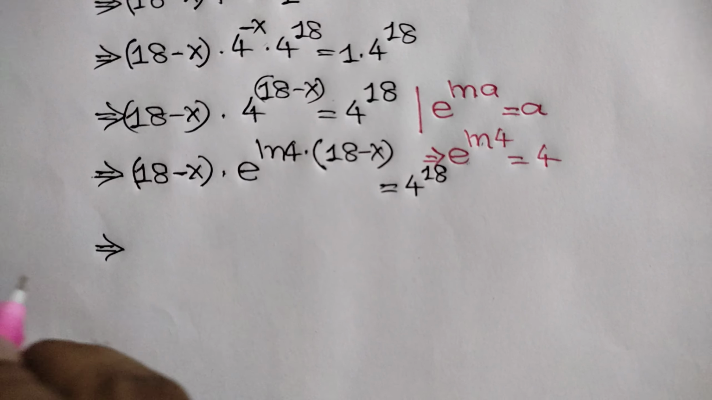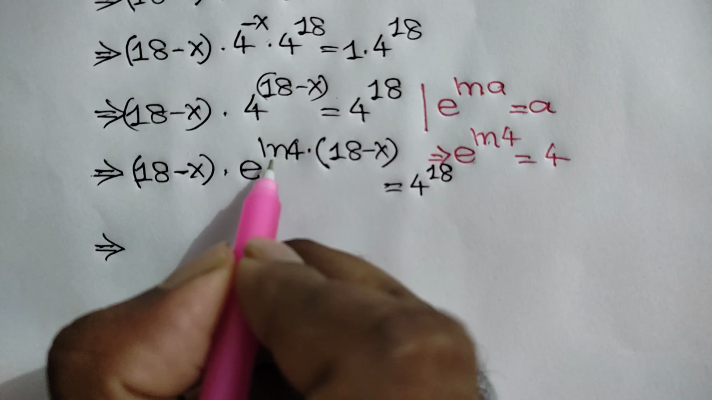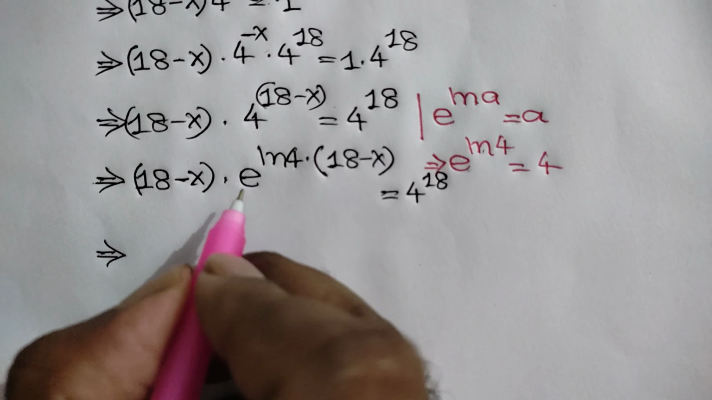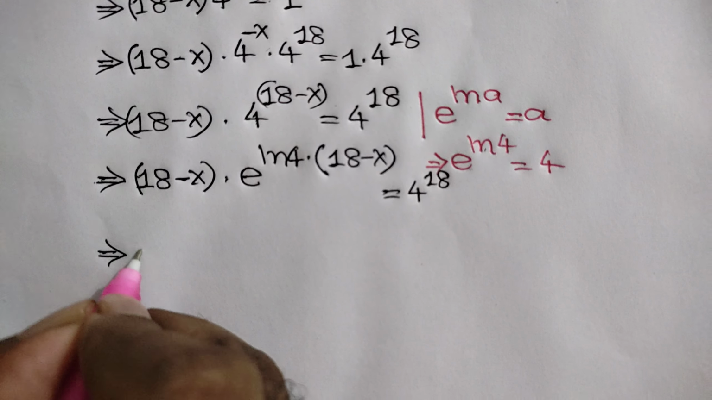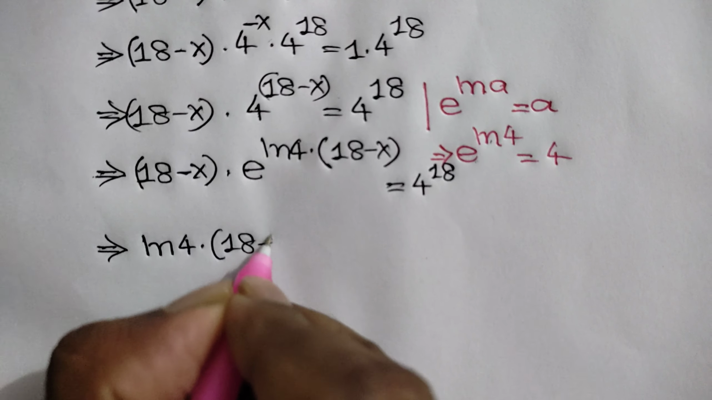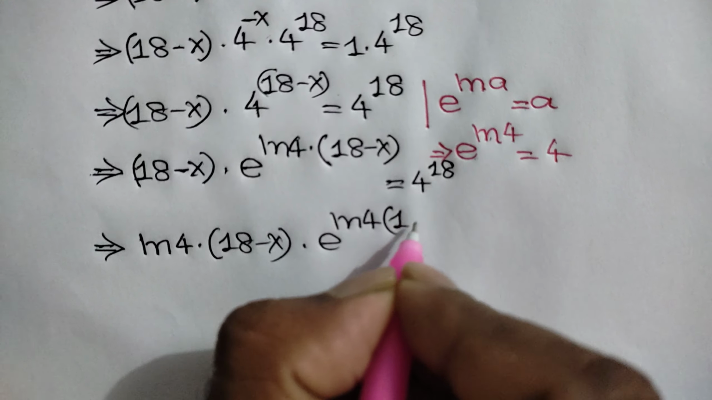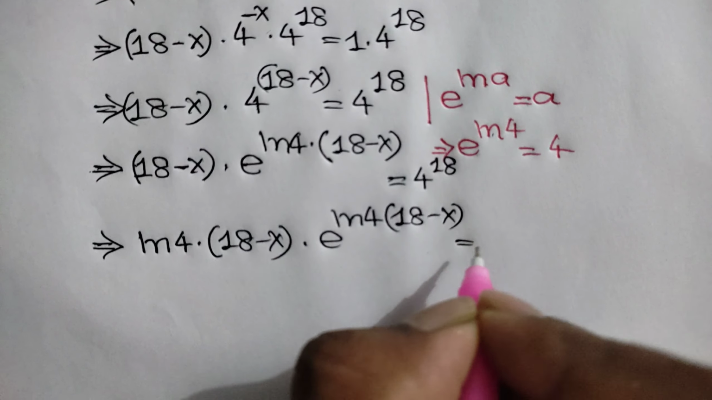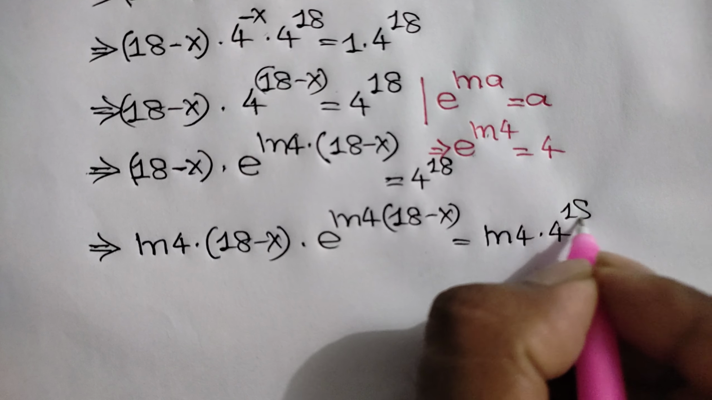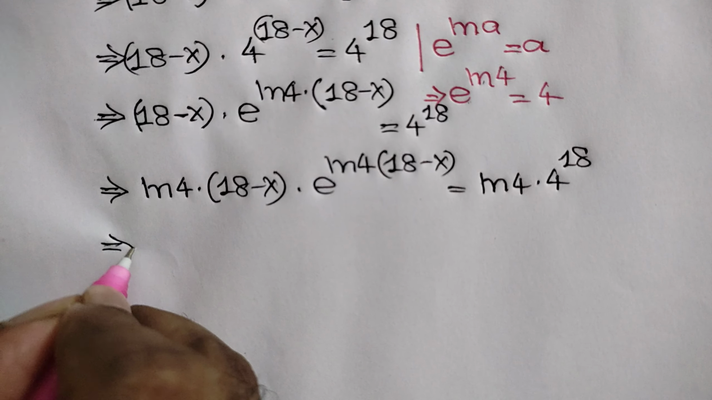Now the coefficient is 18 minus x and the exponent is ln of 4 times 18 minus x, so multiplying both sides by ln of 4, we can write ln of 4 times 18 minus x times e to the power ln of 4 times 18 minus x is equal to ln of 4 times 4 to the power 18.